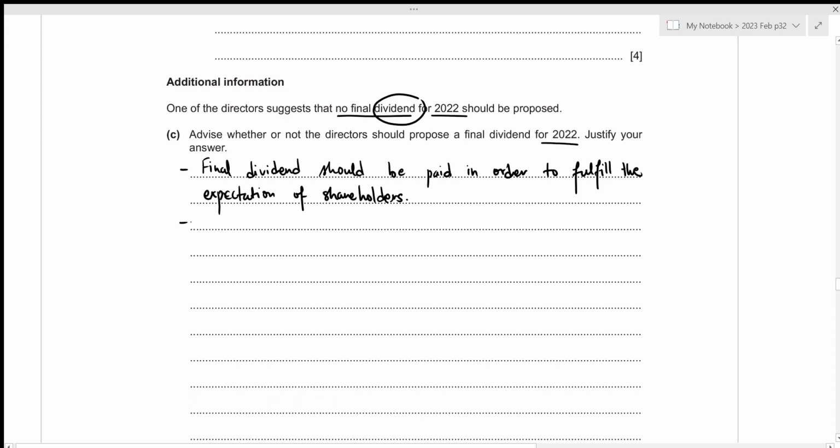And when we provide dividend to the shareholders, they will be satisfied and continue to invest in our business. And this also allows an opportunity for potential investors to invest in our shares at a higher price, which will increase our market price per share. So let's write it down. Final dividend should also be paid in order to reinforce the share price.